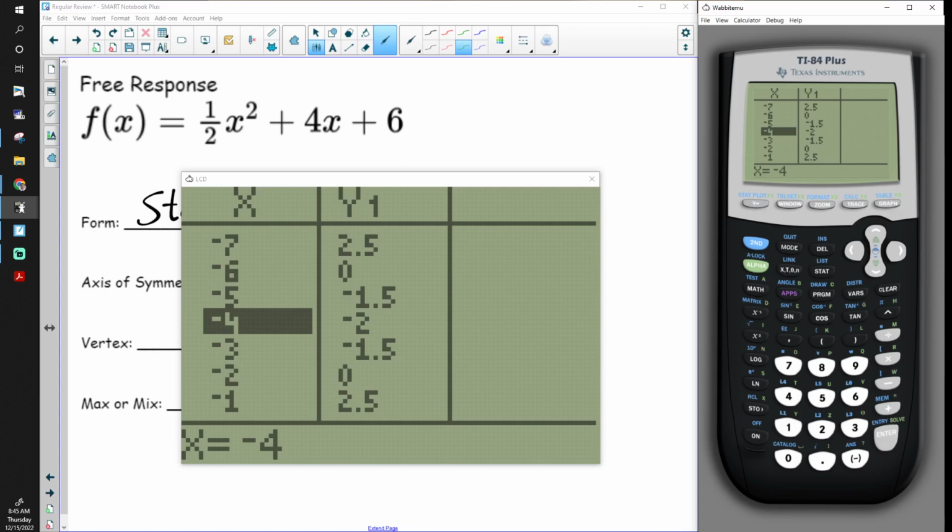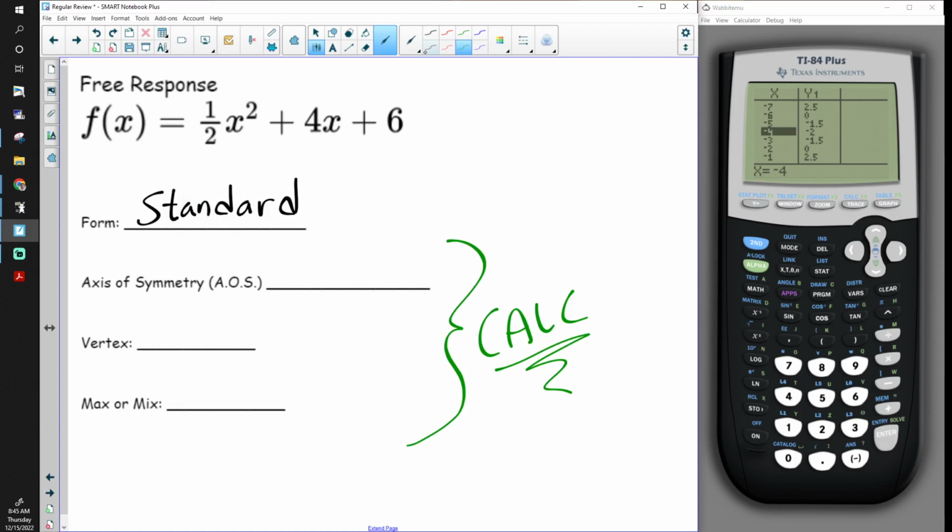So the point -4, -2 is sandwiched. That means that point is my vertex, and my x value is my axis of symmetry. So -4 is going to be my axis of symmetry. The point -4, -2 is the vertex. Does that make sense? So my axis of symmetry is the x value. X equals -4. My vertex is the whole point, both numbers, -4, -2.